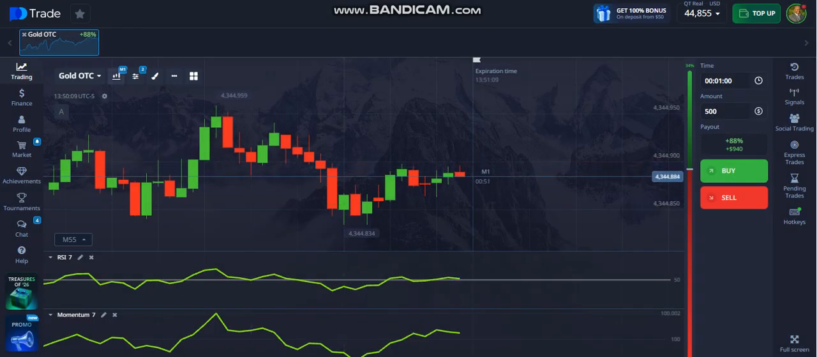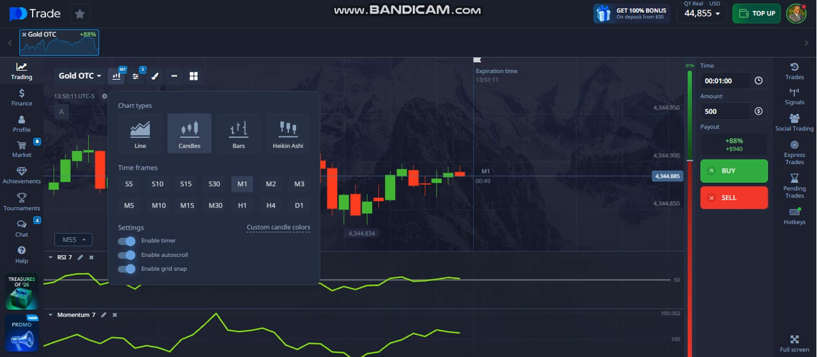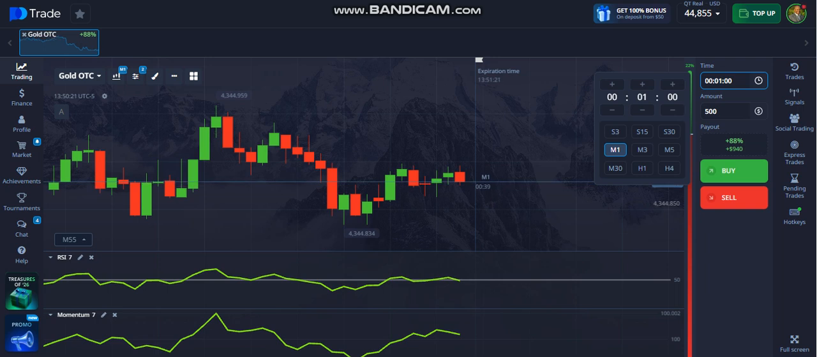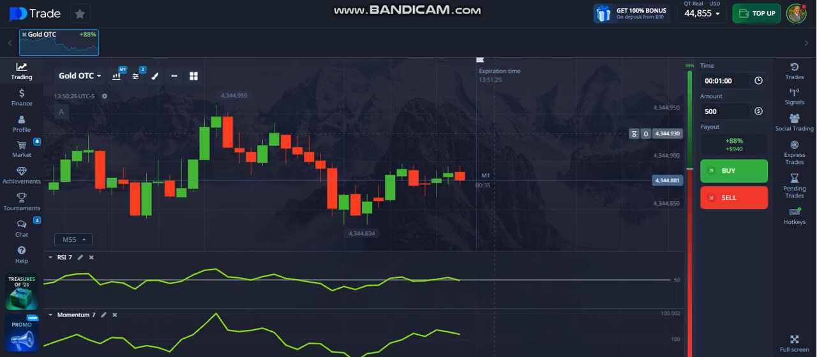And for my candlestick chart, I have the chart set to 1 minute candles, regular Japanese candles. And for the trade timer, I've also set it to 1 minute or M1. So I'll be taking 60-second trades. So let me look for some gold setups and come back to you.